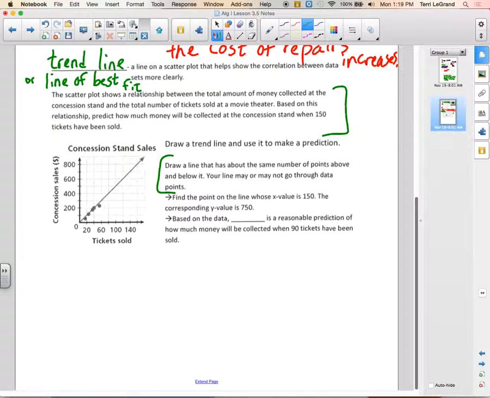Then it says predict how much money will be collected when 150 tickets have been sold. What did they do to come up with $750? What did they actually do? Isaiah? They would have gone to 150 on the x-axis, and they would have gone up to the trend line.